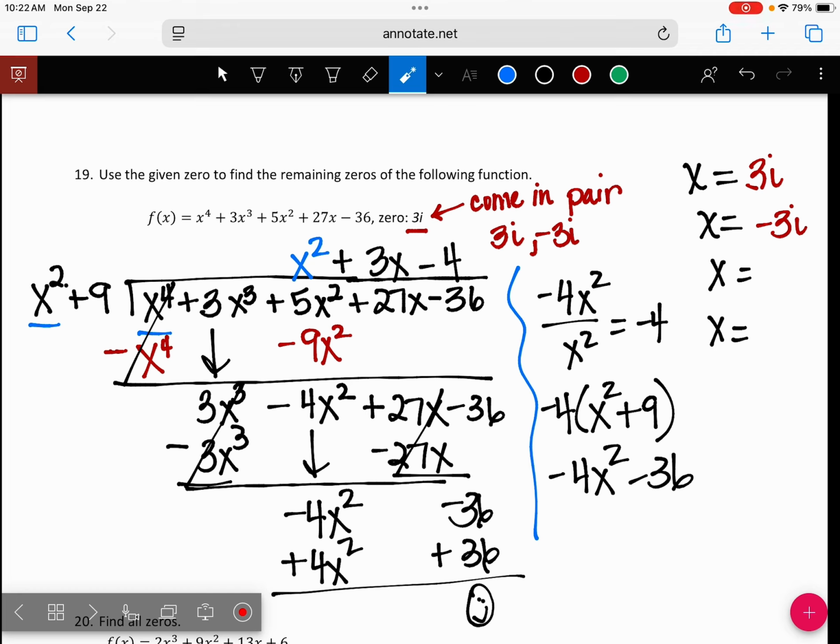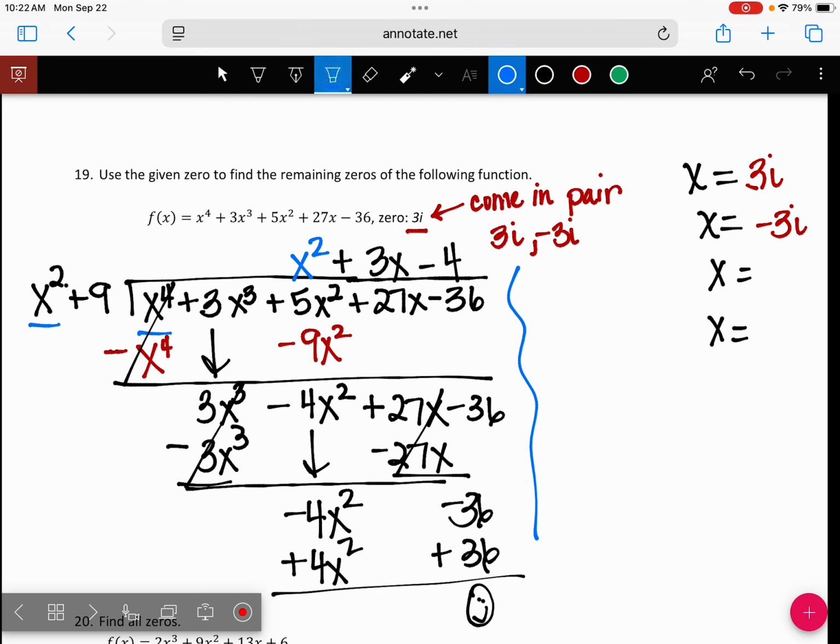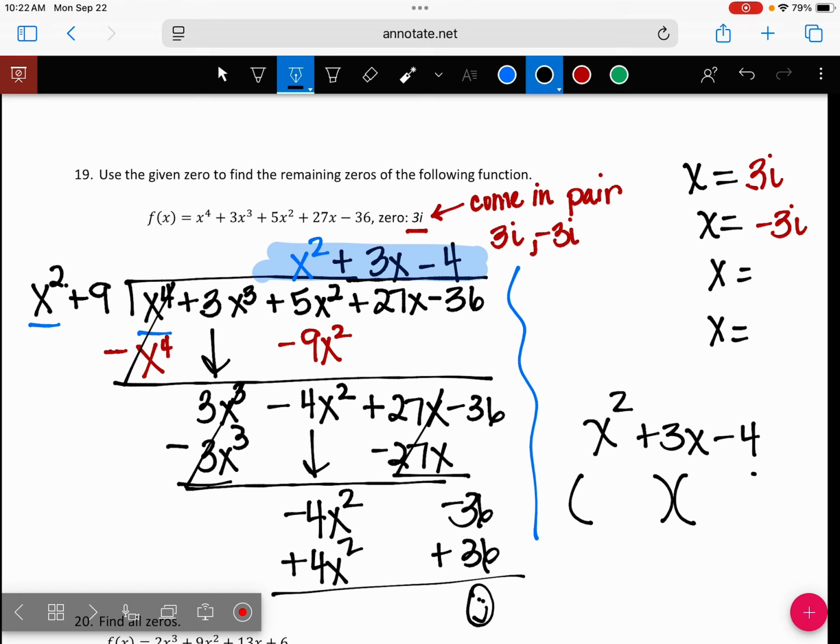So now I have my quadratic, and I'm ready to find my last two answers. So I'm going to use what I have on my roof, which is here. I'm going to factor that down. So in order to factor that, I would need two numbers that multiply to be -4 and add to +3. So that would be a +4 and a -1. Set both of those equal to 0. I get x equals -4 and x equals 1. And I have found all of my answers.